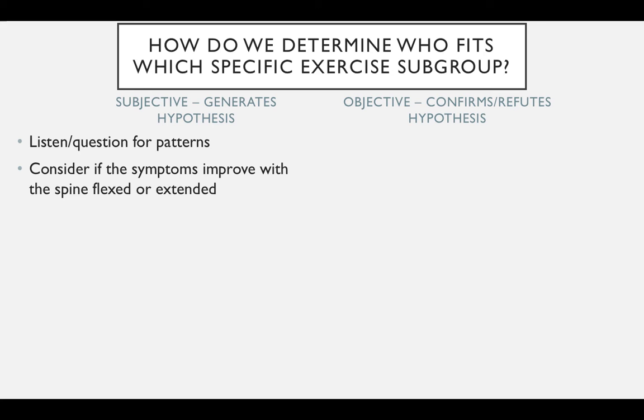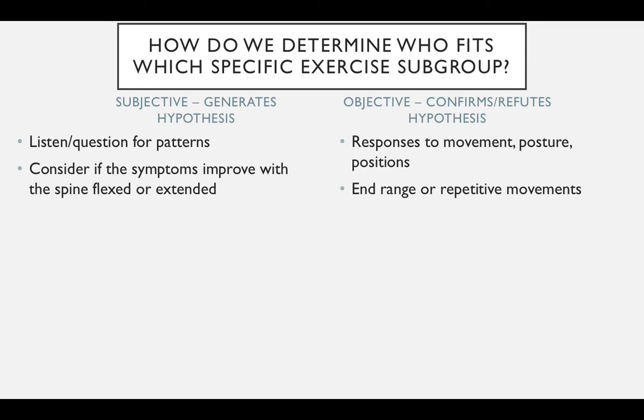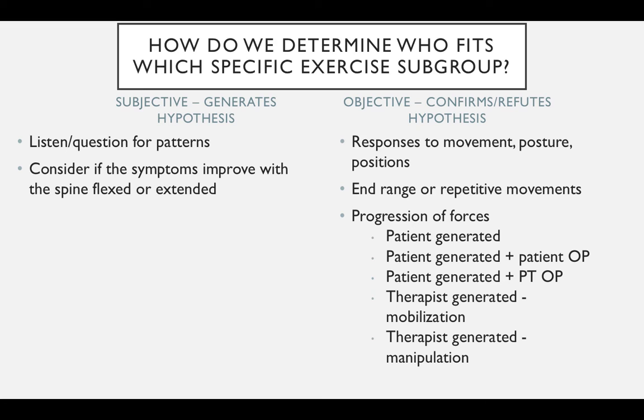We then advance to refute or confirm that hypothesis. We do this by putting the patients through movements, postures, and positions to try to work towards holding at end range or repetitive motions towards the end range. We begin with patient-generated movements. Pending their response, we ask them to add overpressure. Based on that response, we offer our overpressure and then shift towards passive mobilization, then manipulation.